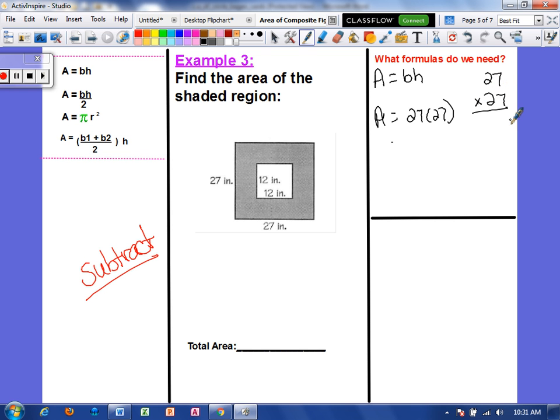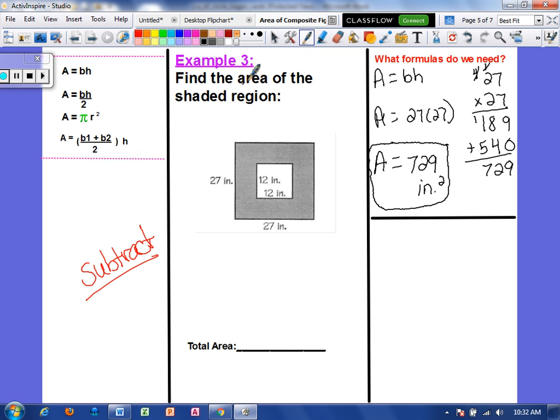Right, 7 times 7 is 49. 2 times 7 is 14, plus 4 is 18. Put the placeholder. 7 times 2 is 14. 2 times 2 is 4, plus 1 is 5. And then we're just going to add that together to get 729. So the area of the big square is 729 inches squared. And I'm going to circle that so I don't forget which one's the area.